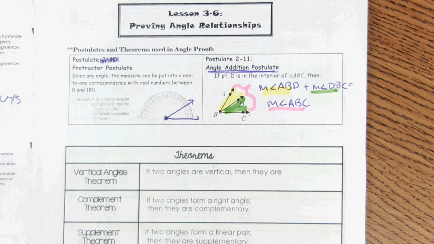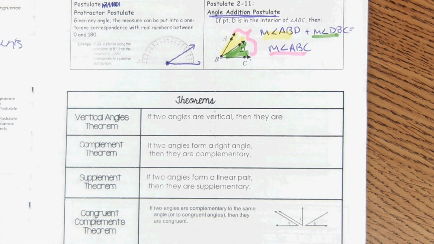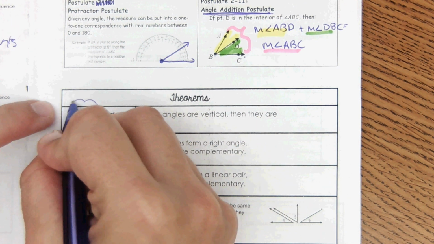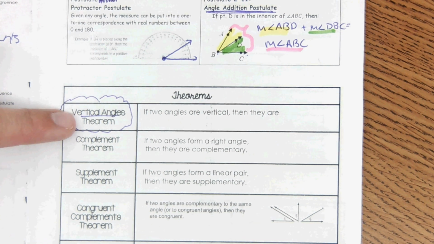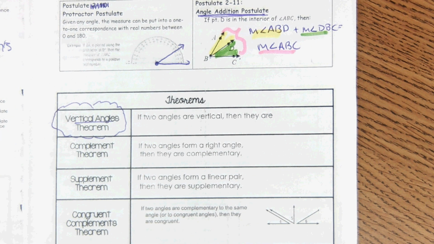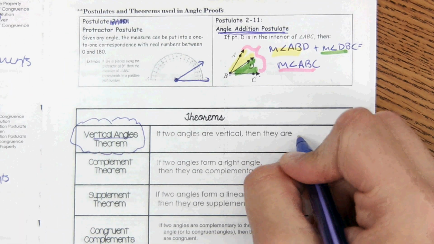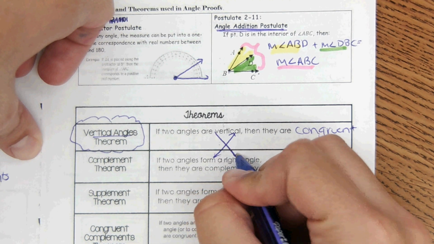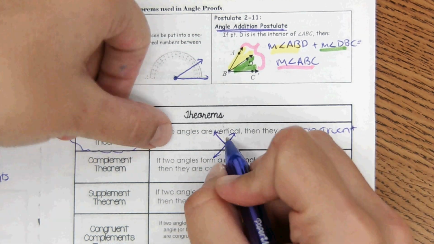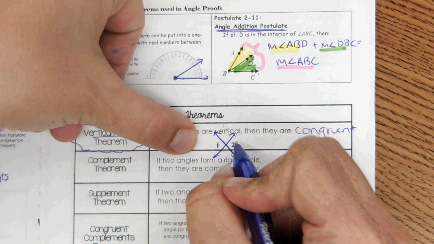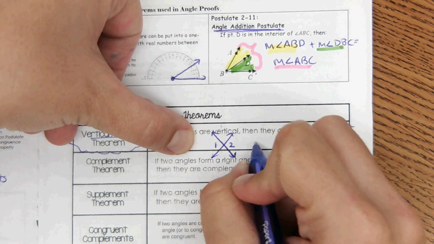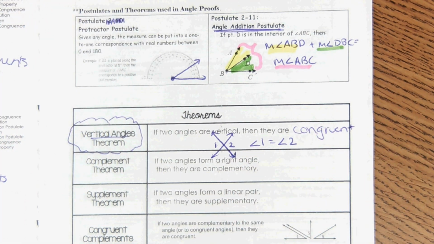Okay, then down here there are some new theorems. Again, some of these ideas you've seen before, especially vertical angle theorem. I had put a bubble around this the first time we saw it because it comes up a lot, especially in proofs. If two angles are vertical, then they are congruent. And just to remind you, if you have two intersecting lines, vertical angles are opposite each other. So if this is angle 1 and this is angle 2, these two angles are opposite, so therefore they are equal in measure, they are congruent. So angle 1 equals angle 2.